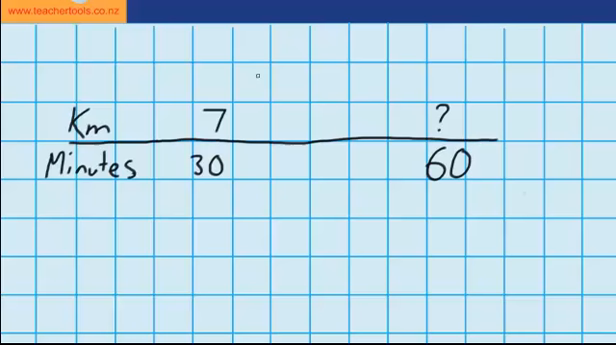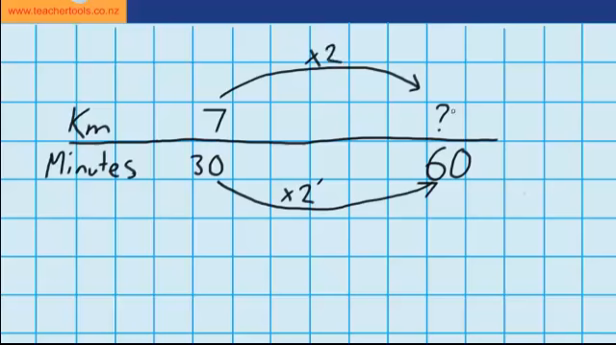Now in the within strategy I was looking for a relationship between these two numbers here. But in the between strategy I'm looking for a relationship between these two numbers. So I'm thinking, how is 30 changed into 60? Well, I know that 60 is twice as big, or 30 times 2 equals 60. So if that number's twice as big, this number must also be twice as big. 7 times 2 equals 14.